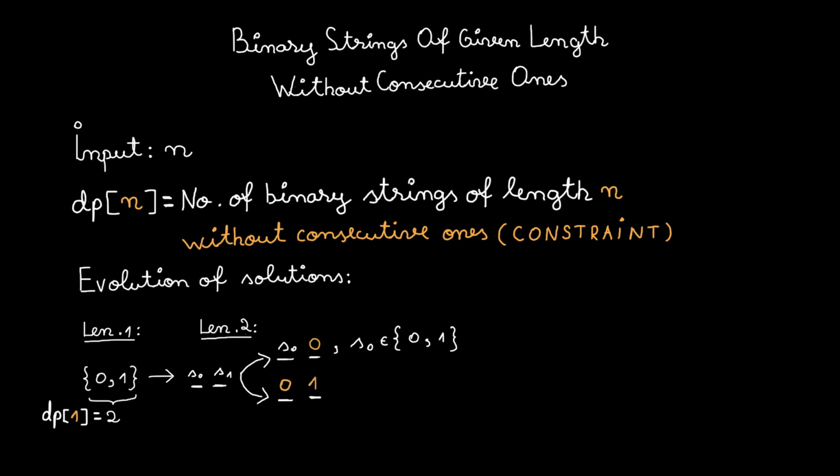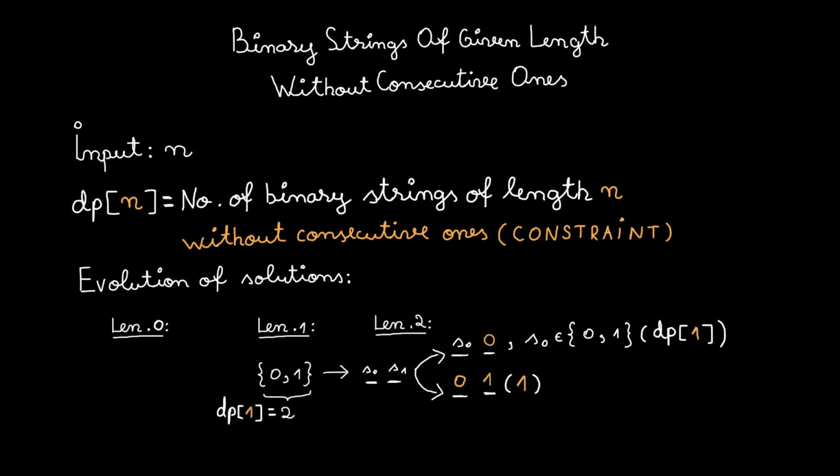They either end in 0, while the first character is part of the first set. So as expected, there are exactly dp of 1 strings of this type. Or they end in 1, and the first character has to be a 0. So there is only one valid string of this type. But this one also has an interesting significance. Can you tell what it is? 1 is the number of valid strings of length 0.